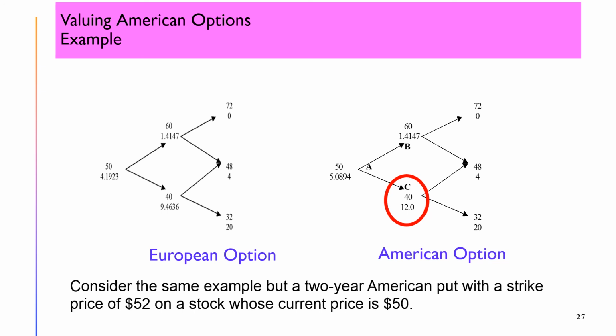This is because at node C, the put option is in the money and it will be exercised. At node C, the intrinsic value of the put option is the strike price of $52 minus the market price of $40, and the intrinsic value is $12. The value of the put option at time 0 is higher for American option, as we discount higher values at node B and node C to obtain the value of the put option at time 0. The American put option is worth more than the European put option.